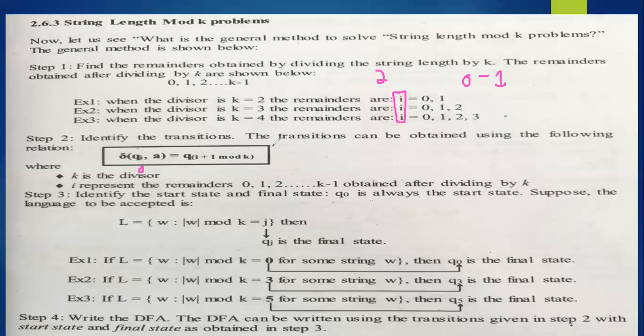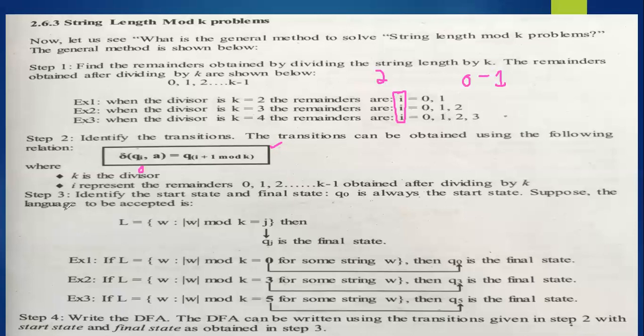That is what this formula means. k is the divisor, and i represents the remainders 0, 1, 2 till k minus 1 obtained after dividing by k. These are the components we use for the formula. Apart from this, identify the start state and final state. q naught is always the start state, by default.